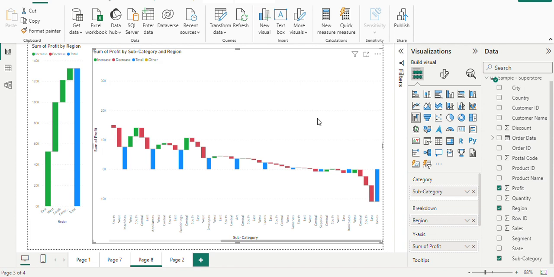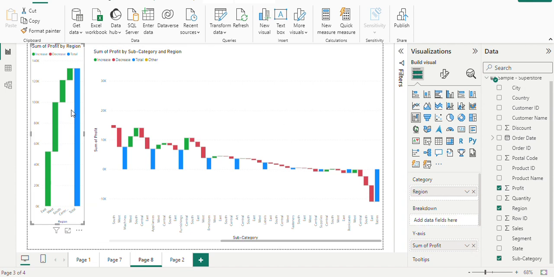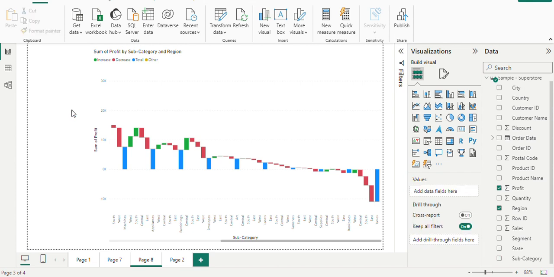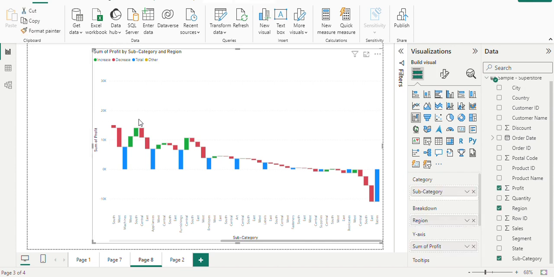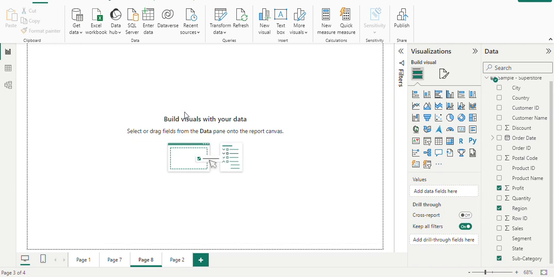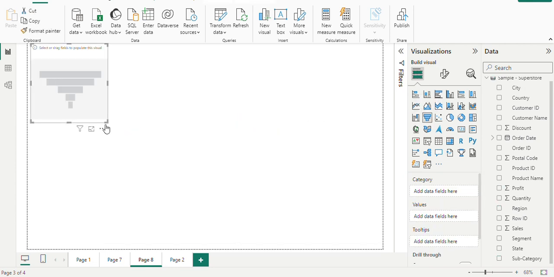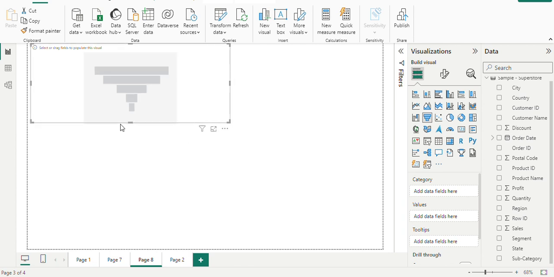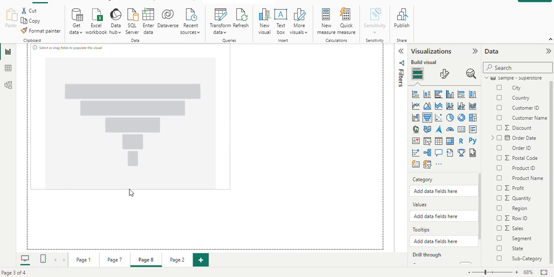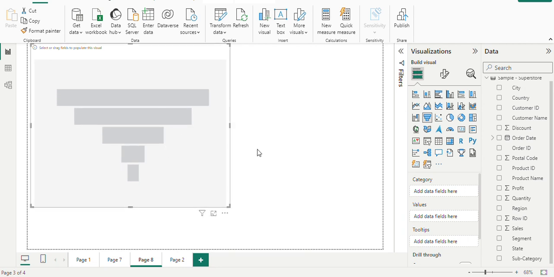Now let's move on to the next model, which is a funnel shaped model. First, let's remove these visualizations. And the next visualization is a funnel model. And funnel visualization is also very important in terms of business intelligence. Because as we explain this, you can understand this.